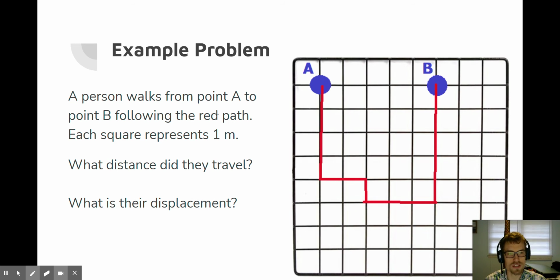So let's count up the distance first. If we start with A, what we want to do is follow the path and count up the number of squares that they travel, because each square, again, represents 1 meter. So we've got 1, 2, 3, 4, and then we're making this turn. So 5, 6, 7, 8, 9, 10, 11, 12, 13, 14. And we want to make sure to count this last one, 15. So the distance that they traveled is 15.